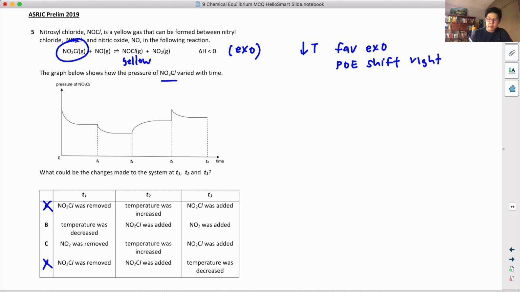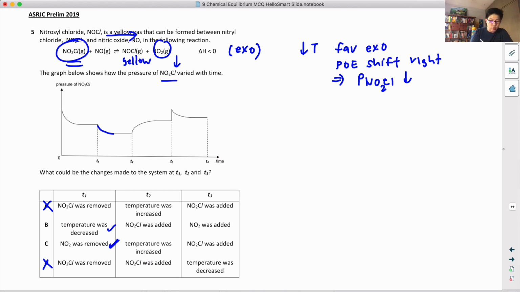Okay, which implies the concentration or the pressure of NO2Cl must actually decrease. It will have to decrease. All right, so as it shifts to the right, it's decreasing. Okay, it's good, so this is possible. All right, if NO2 was removed, you take away NO2, you decrease it. So by LCP, equilibrium wants to shift to the right, so NO2Cl will also decrease. So this is actually feasible. So okay, both of them are feasible.